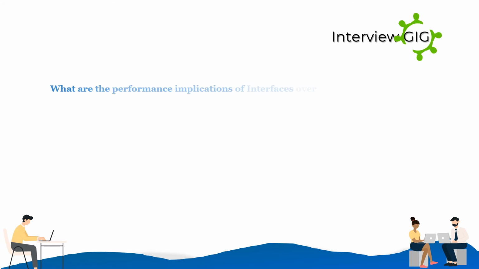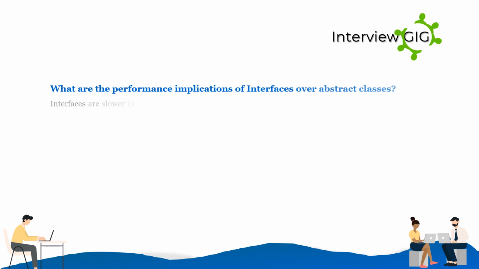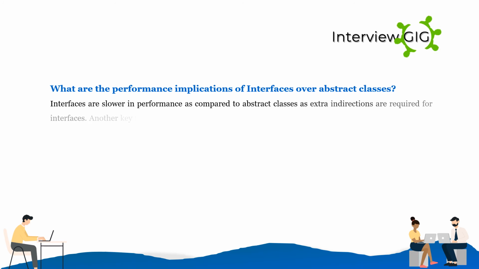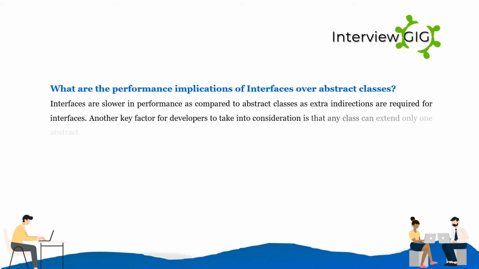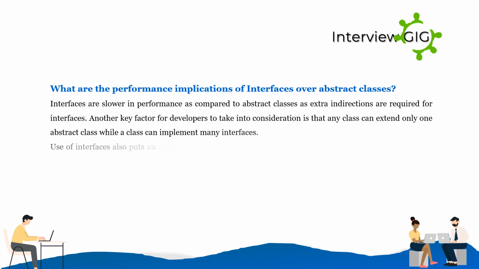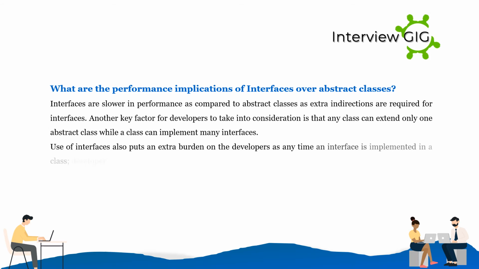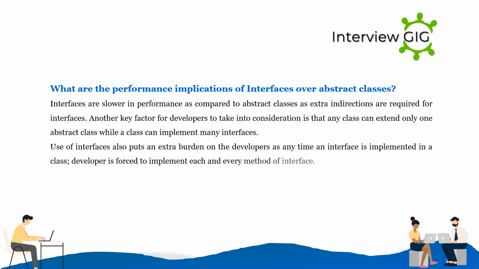What are the performance implications of interfaces over abstract classes? Interfaces are slower in performance as compared to abstract classes, as extra indirections are required for interfaces. Another key factor for developers to take into consideration is that any class can extend only one abstract class, while a class can implement many interfaces. Use of interfaces also puts an extra burden on the developers, as any time an interface is implemented in a class, developer is forced to implement each and every method of interface.